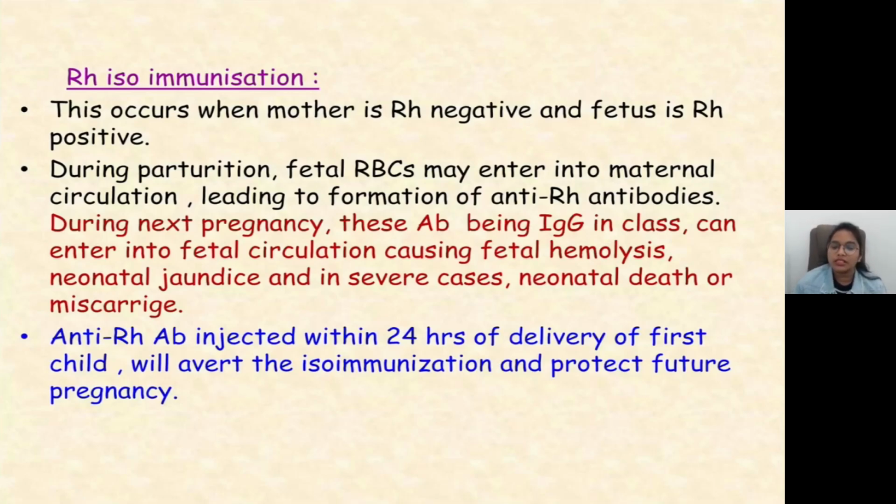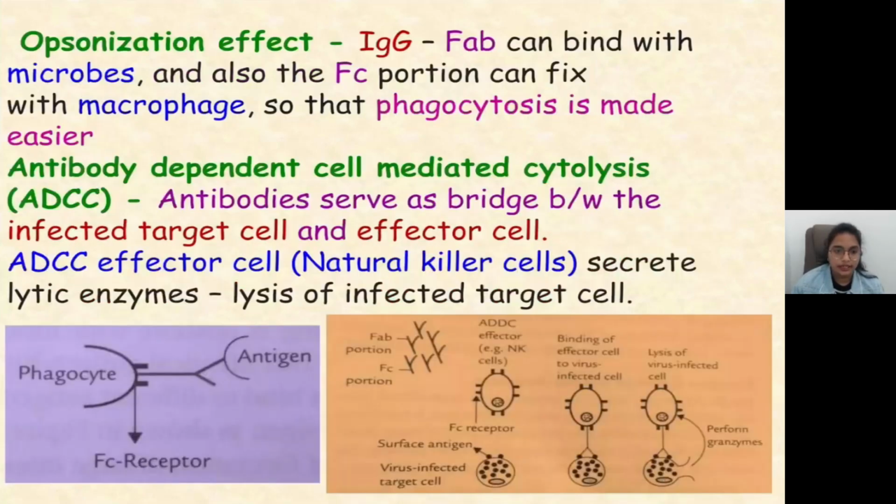Anti-Rh antibody is injected within 24 hours of the delivery of the first child. So what we can do is give this anti-Rh antibody through injections within 24 hours of the delivery of the first child. This will prevent isoimmunization and protect future pregnancies, right?